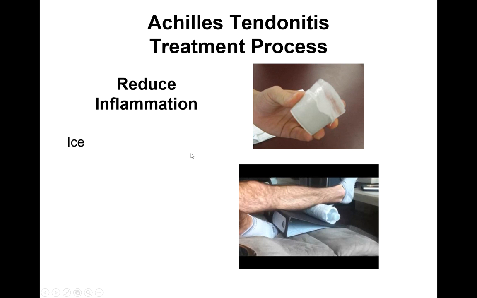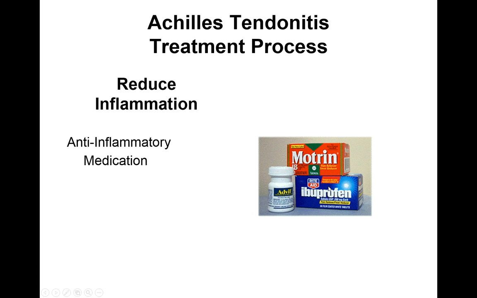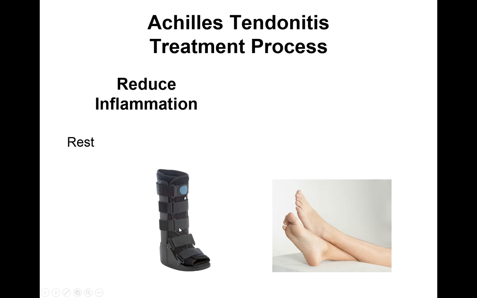Starting out, before someone comes to the office, they tend to try icing. You can take a styrofoam cup and put ice in there and then massage it on the back of the calf. You can also do a bottle of water and rub it back there. That's going to help it as well. That's going to be a natural way to reduce inflammation. A lot of people try Motrin, ibuprofen, Advil to reduce inflammation. Resting it with a walking boot can reduce some of the pull on the area. That's going to help it.